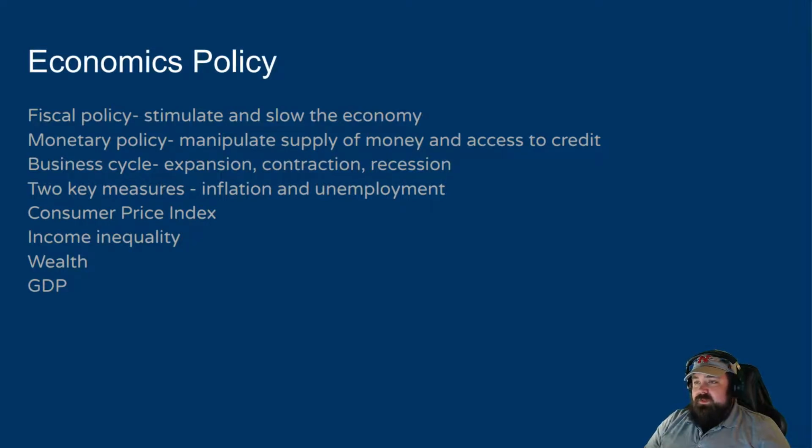Monetary policy, on the other hand, is about manipulating the supply of money and access to credit. And our federal government doesn't really do much of this. This has actually been given over to an independent central bank known as the Federal Reserve. So fiscal policy is done through the Treasury and through Congress. Monetary policy is done through the Federal Reserve.